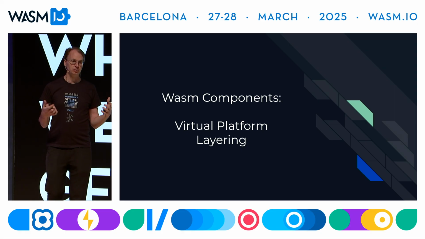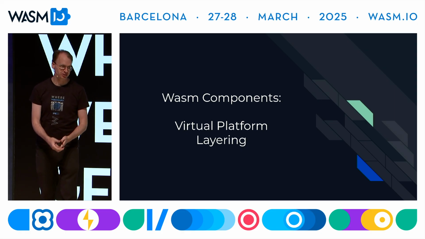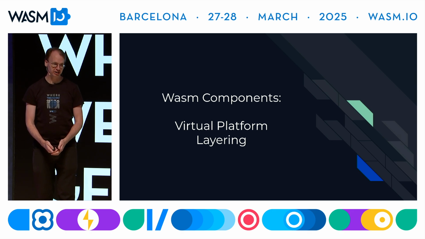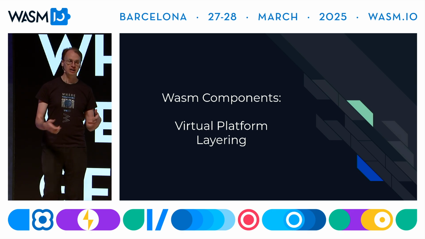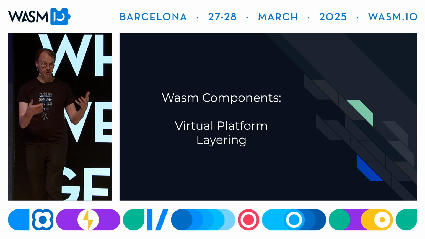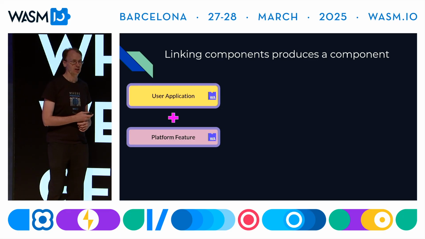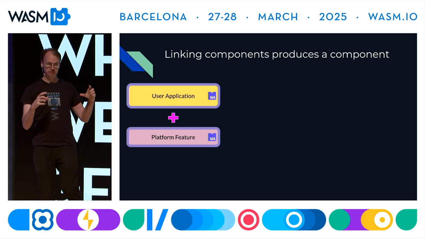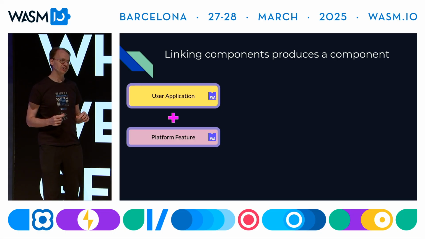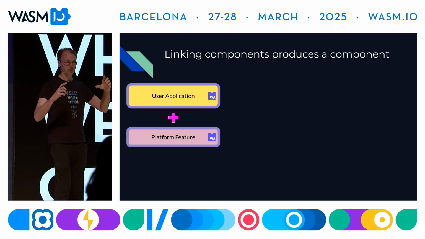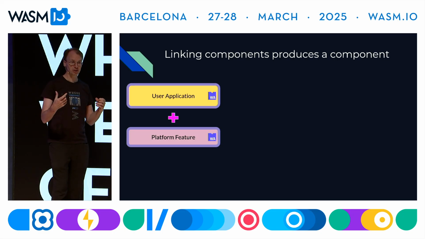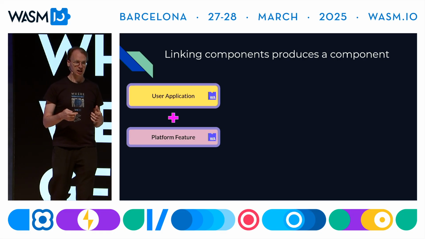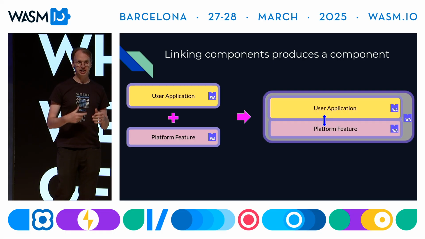So instead, we're able to solve this problem with Wasm Components, using a technique called virtual platform layering. If you saw Luke Wagner's talk yesterday, he mentioned this is one of the big advantages of components, and here we're going to use it in practice. So the way it works is we take the user application, and this time we're going to build it as a component. I have this purple box on the outside suggesting that this is an isolated component. And we can link it with the platform feature, which we also build as a component. And it produces a new component, which has the two things inside.